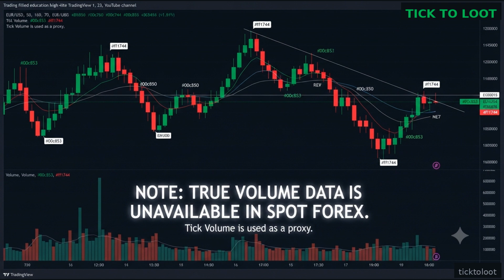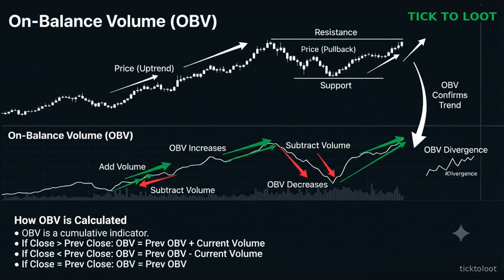Now, let's talk about the on-balance volume, OBV, indicator. OBV is a running total of volume, where volume is added on up days and subtracted on down days. This indicator can help us confirm the strength of a trend or identify potential reversals. For example, if the price is rising and OBV is also rising, it's a bullish confirmation. On the other hand, if the price is falling and OBV is also falling, it's a bearish confirmation.